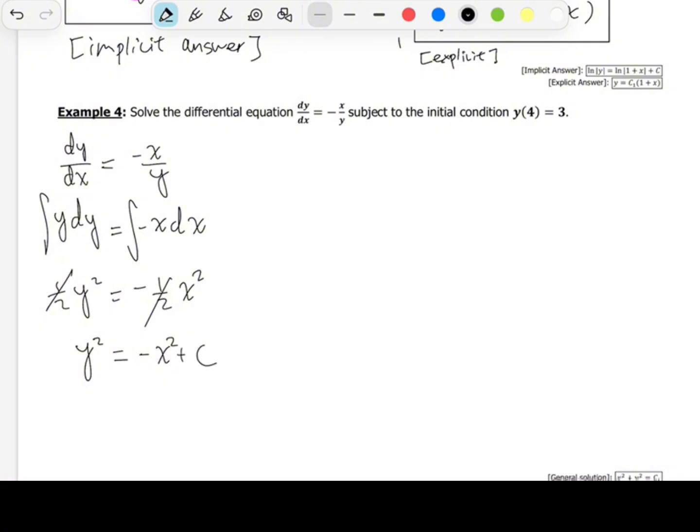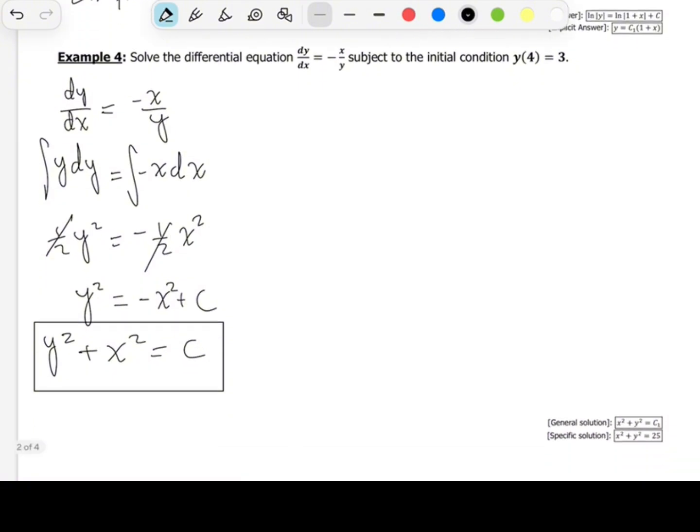Now, y squared plus x squared equals c is our general solution. General. Because we haven't solved for what c is, and that's why we need to use our initial condition that we are given.